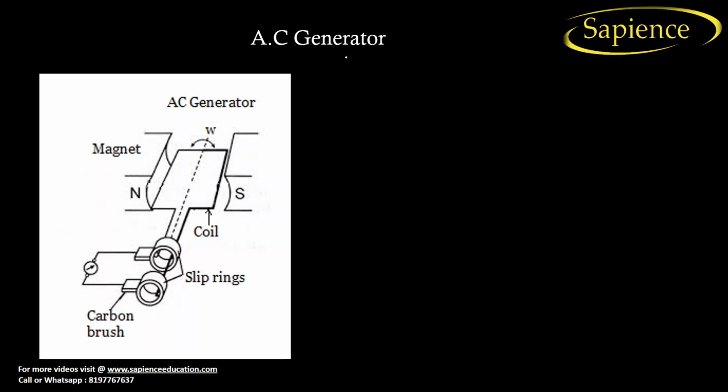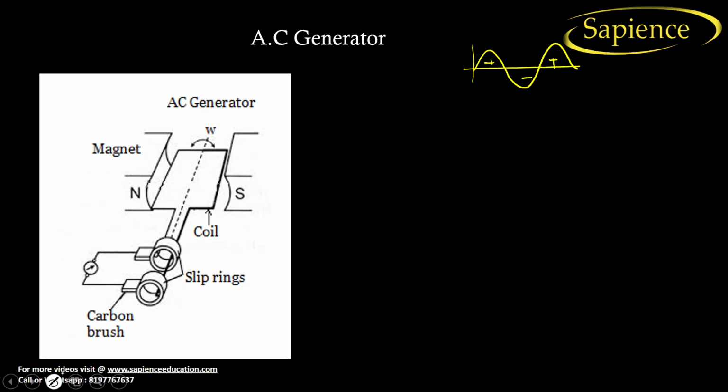So what is an AC generator? As we have already studied, alternating current or alternating voltage is created in a sinusoidal wave form. One time it will be positive and one time it will be negative, right? Positive, negative, it will alternate. Got it?